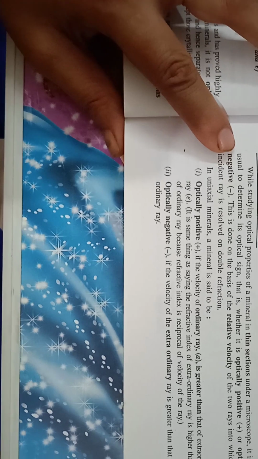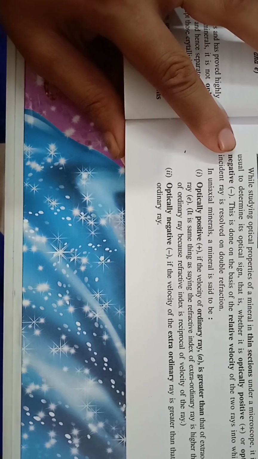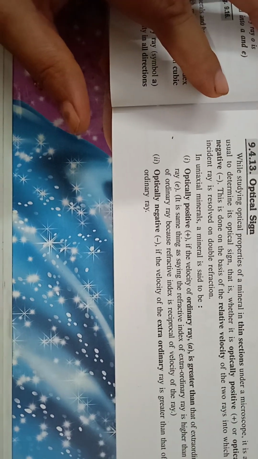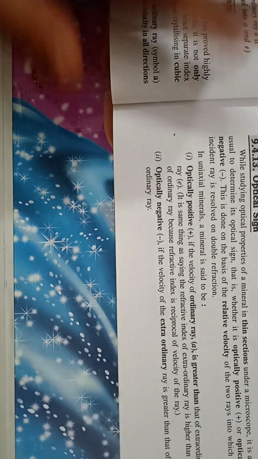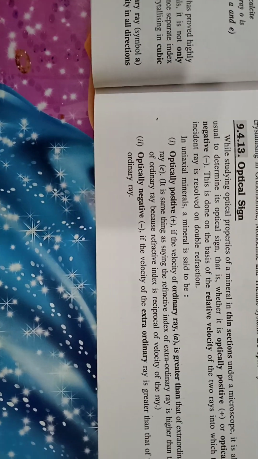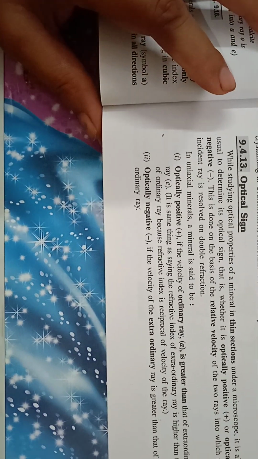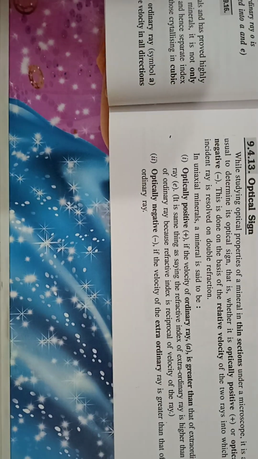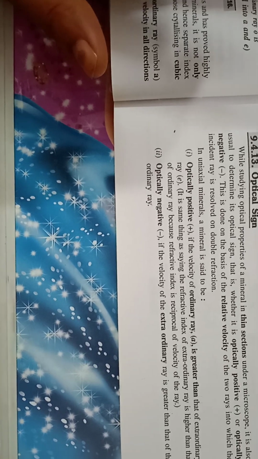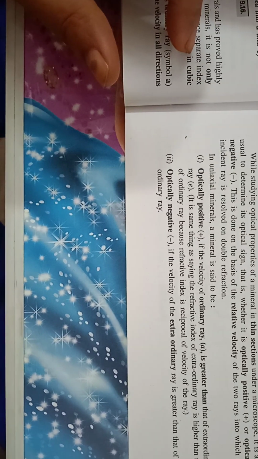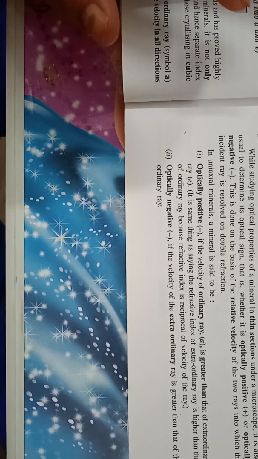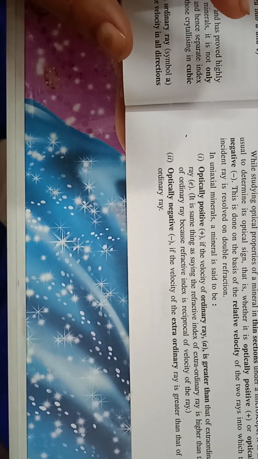Optical sign. Whilst studying optical properties of a mineral in thin sections under a microscope, it is also usual to determine its optical sign, that is whether it is optically positive (plus) or optically negative (minus). This is done on the basis of the relative velocity of the two rays into which the incident ray is resolved on double refraction. In uniaxial minerals, a mineral is said to be optically positive if the velocity of ordinary ray A is greater than that of extraordinary ray E.